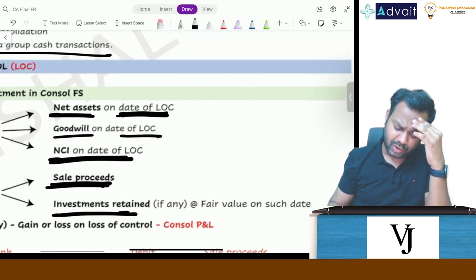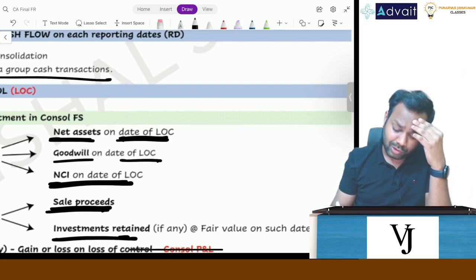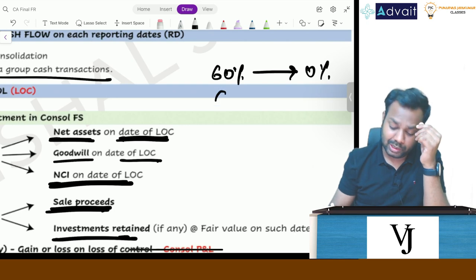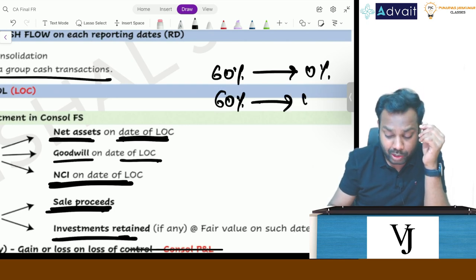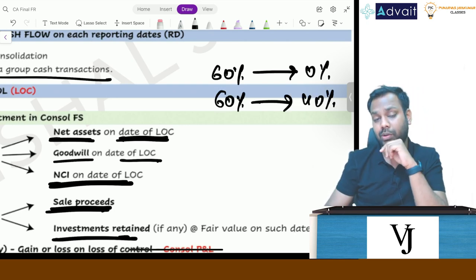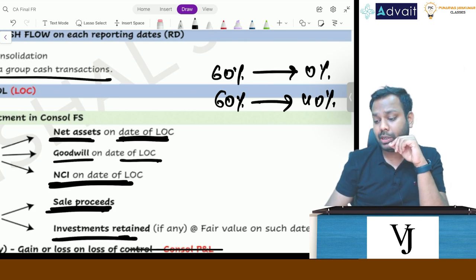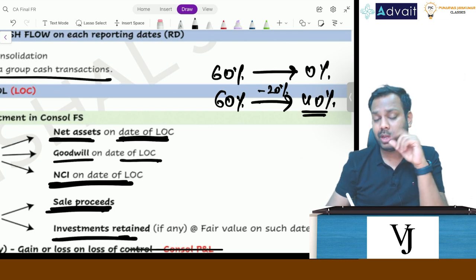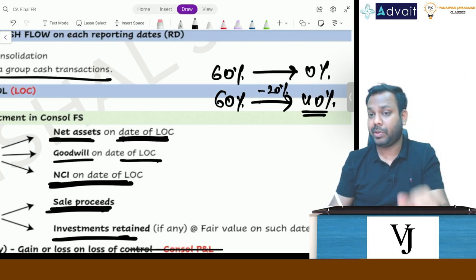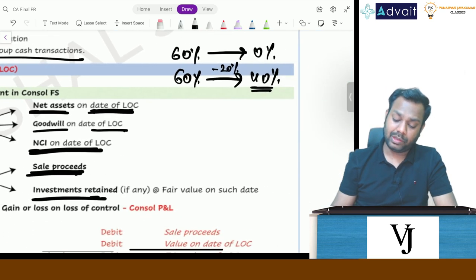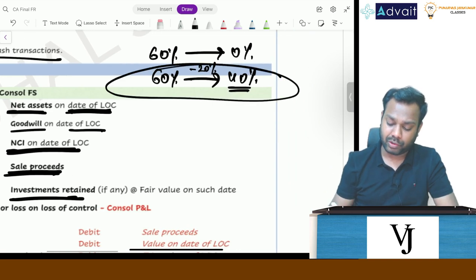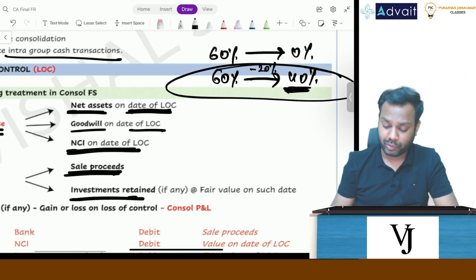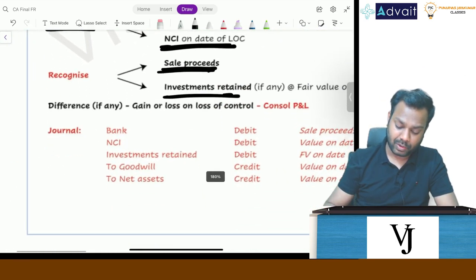Now, what is the meaning of investments retained? Loss of control means two things. 60% to 0% is a loss of control. 60% to 40% is also a loss of control. So even though we have sold only 20%, it is a case of loss of control, going by our default classification on the basis of percentage. So this 40% will be recorded at fair value on the date of loss of control. This is the accounting treatment of loss of control.